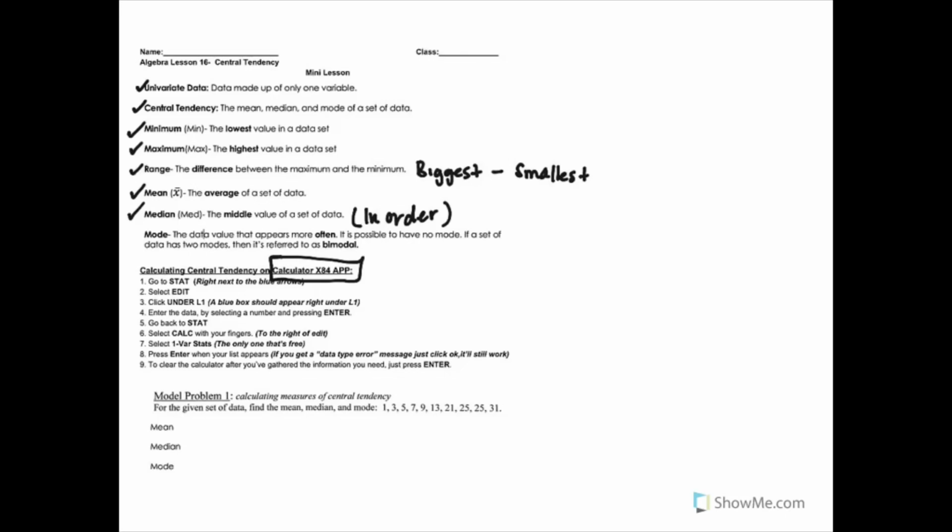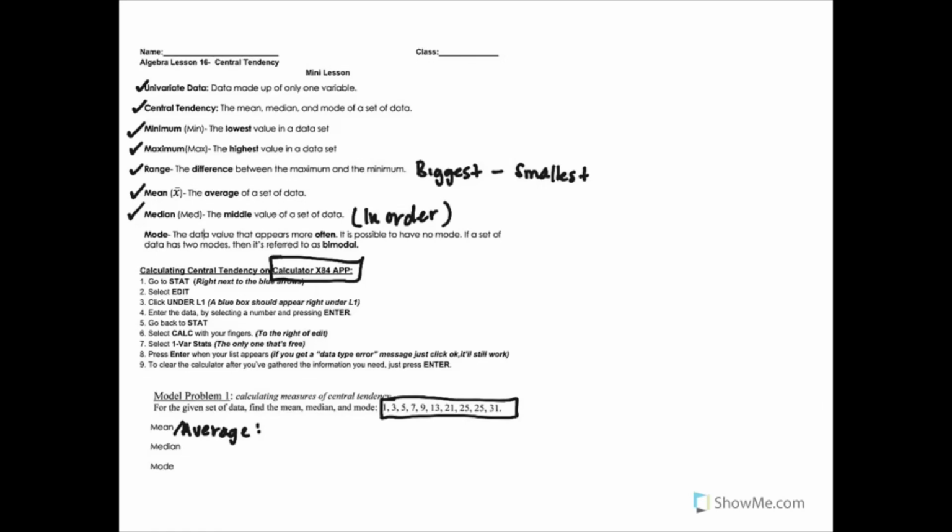I have my set of data. So here in the model example, I have this set of numbers, and it says for the given set of data, find the mean, the median, and the mode. So I have these sets of numbers that I'm going to use to figure out what my mean is, meaning my average. Okay, what my median is, what's the value in the middle once I arrange it from least to greatest, and what my mode is, meaning what is the number that appears the most.